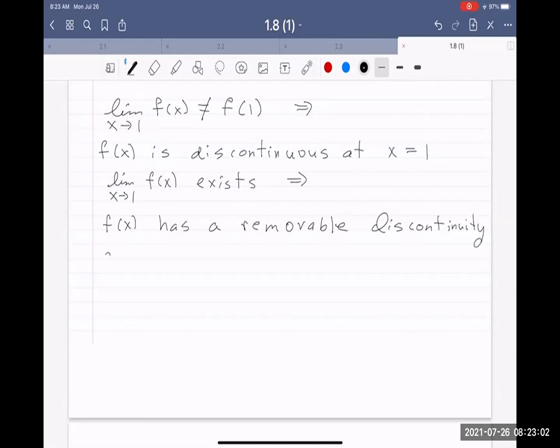In order for you to have a removable discontinuity at x equals 1, remember, you must have a discontinuity at x equals 1. So the first thing is, well, does it have a discontinuity? Yes. Does the limit exist? Yes. Therefore, it has a removable discontinuity at that particular point.